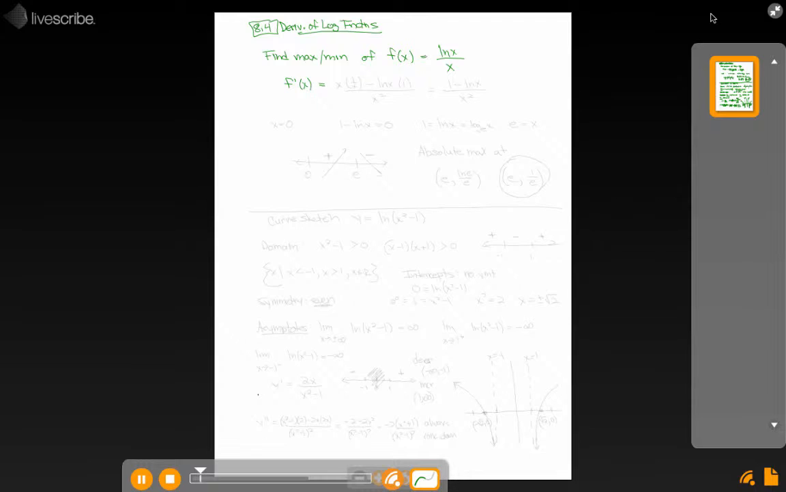And so I'm going to use quotient rule to say the bottom times the derivative of the top minus the top times the derivative of the bottom divided by the bottom squared. Little straightforward simplification of that says that this is 1 minus ln x over x squared.